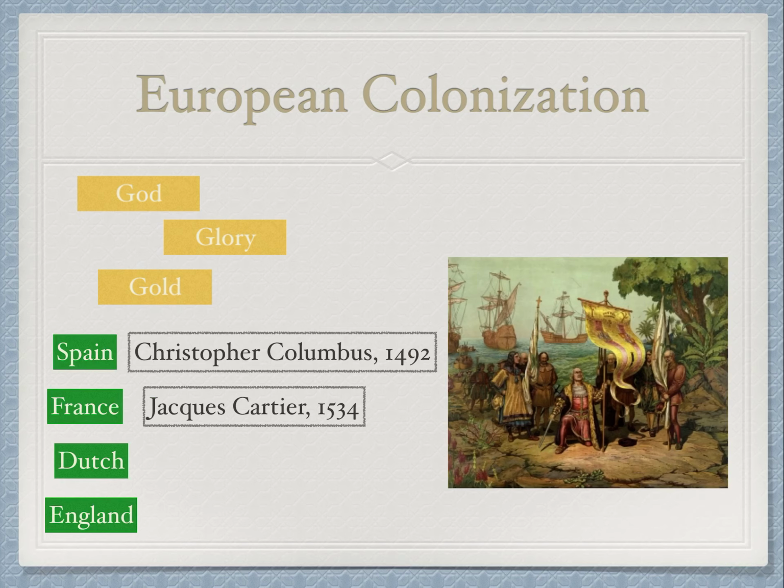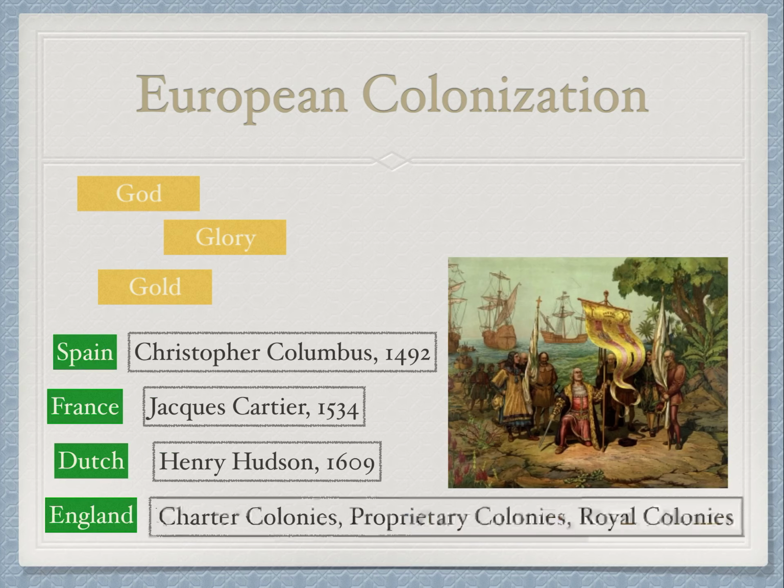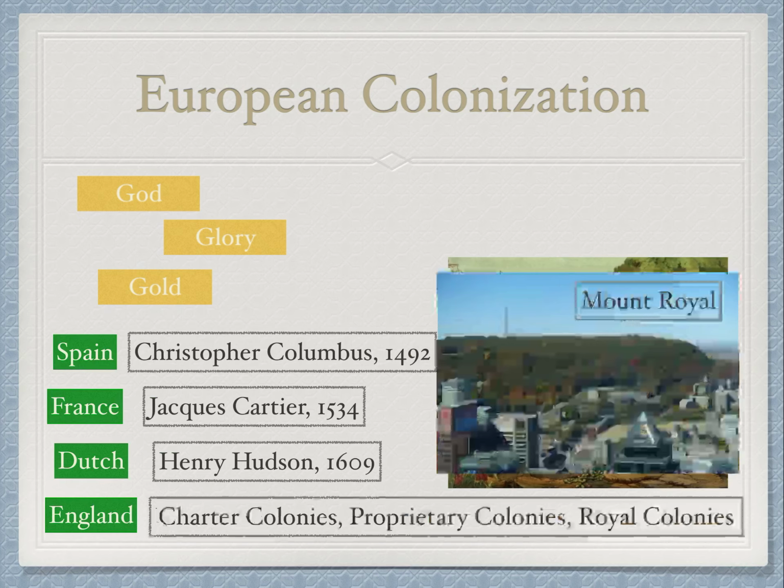In France, in 1534, we have Jacques Cartier, and I fully expect all my French students to be cringing at my pronunciation, so my apologies. He is going to be the explorer that we most associate with France during this time period. For the Dutch, we have Henry Hudson. We can think of the Hudson River Valley in 1609. And in England, we want to make sure that we understand the difference between three types of English colonies: charter colonies, proprietary colonies, and royal colonies.